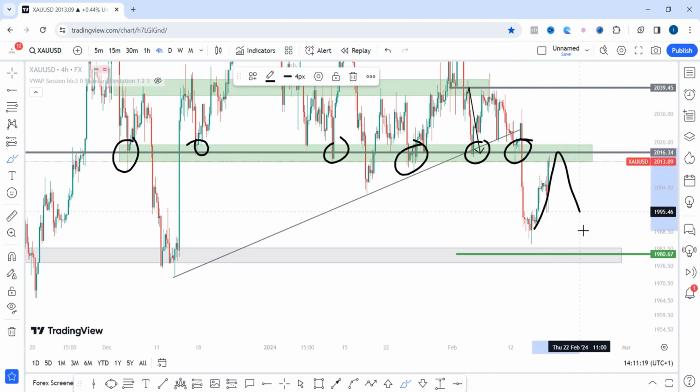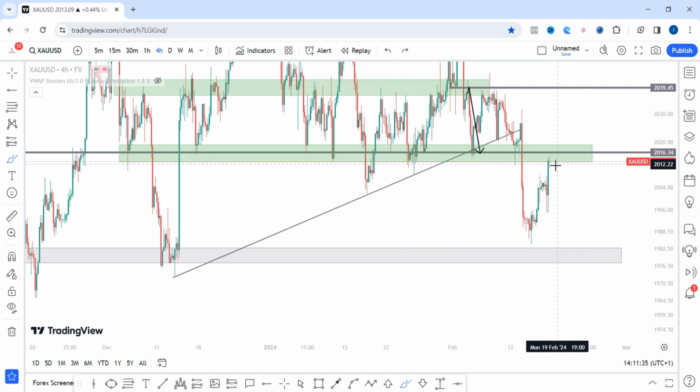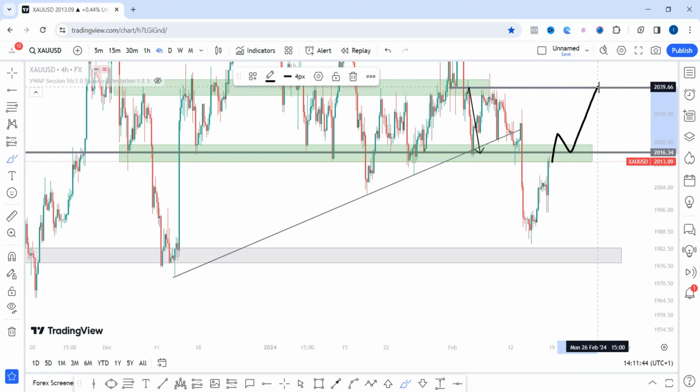I would like to see a rejection of that zone back to the 1980 area. But if this impulsive move continues to the upside, then I'd like to see price close back above the 2016-2015 area, then come back for a retest. Then I'll buy into this zone, which is 2039 area.